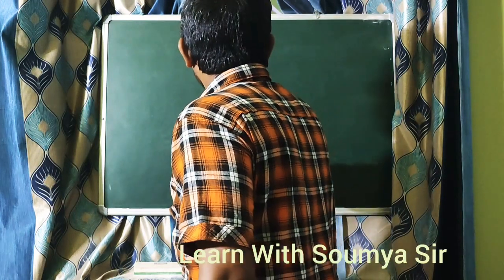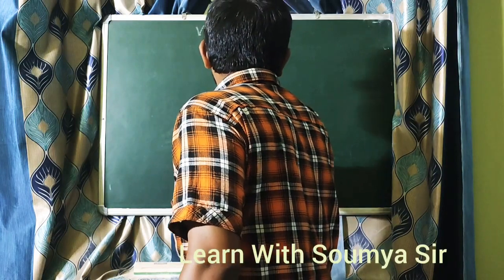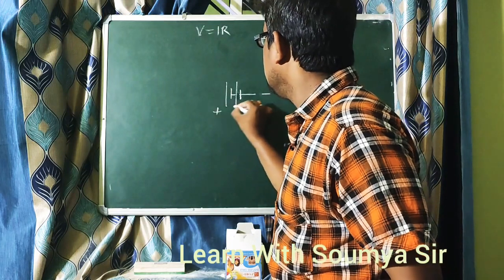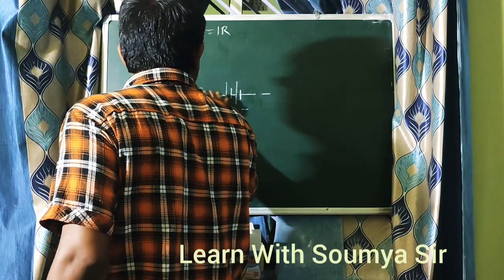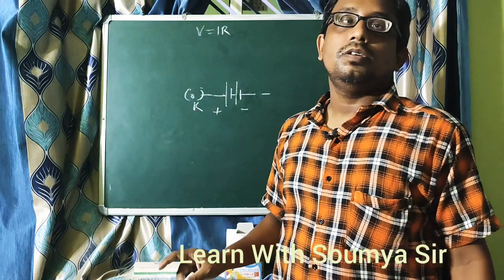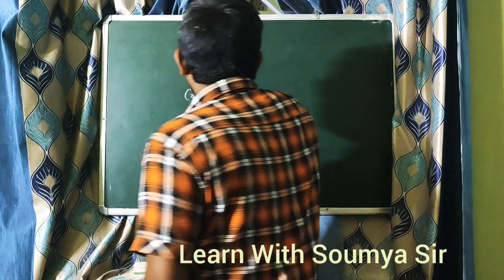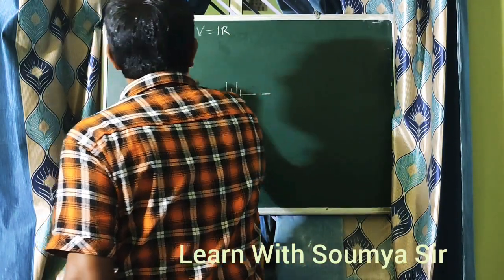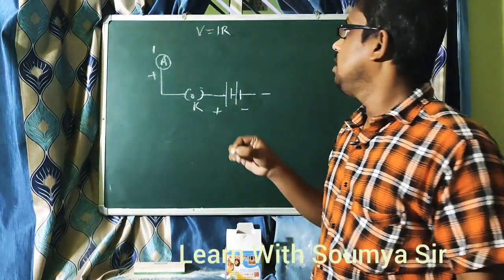So what will we do? We will take a cell or battery here. You can write cell or battery, whatever you may. This is the positive terminal, this is the negative terminal. Next, we will connect a key here. The key will always be on the positive side, not on the negative side. Next, we will connect an ammeter here. This is the ammeter, plus minus.